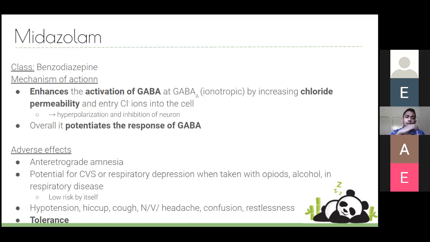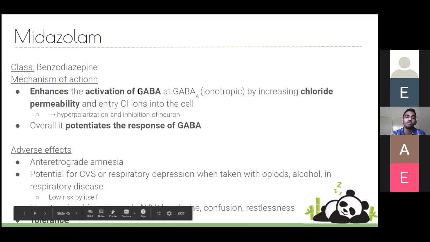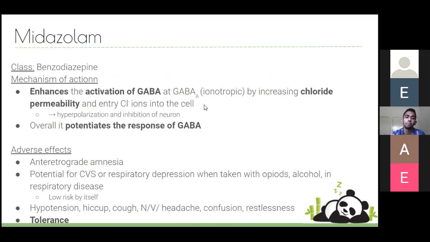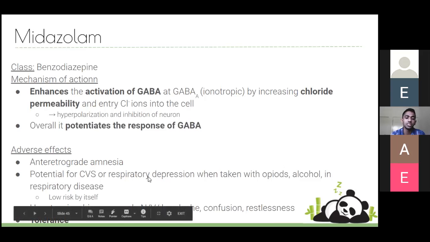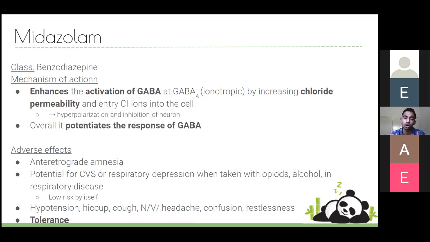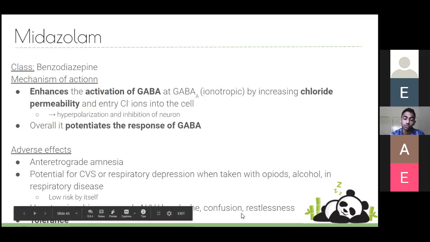Then we've got midazolam. This is also another benzo, again doing that similar thing of potentiating GABA at the postsynaptic neuron by increasing that. Major side effects are CVS and respiratory depression, if you're taking other things that also act on similar receptors, because it builds up and becomes toxic. And the other one is tolerance. People build up a tolerance over time.